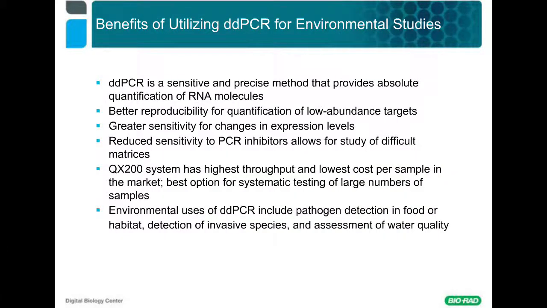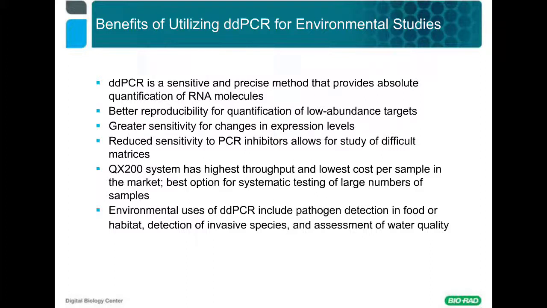Finally, to summarize, what are the benefits of utilizing digital PCR for environmental studies? As I mentioned before, ddPCR is a sensitive and precise method, and it provides an absolute quantification of RNA and DNA molecules. It does provide a better reproducibility for quantification of low abundance targets, and this is particularly useful in cases where you are detecting rare pathogens or rare species in the medium.